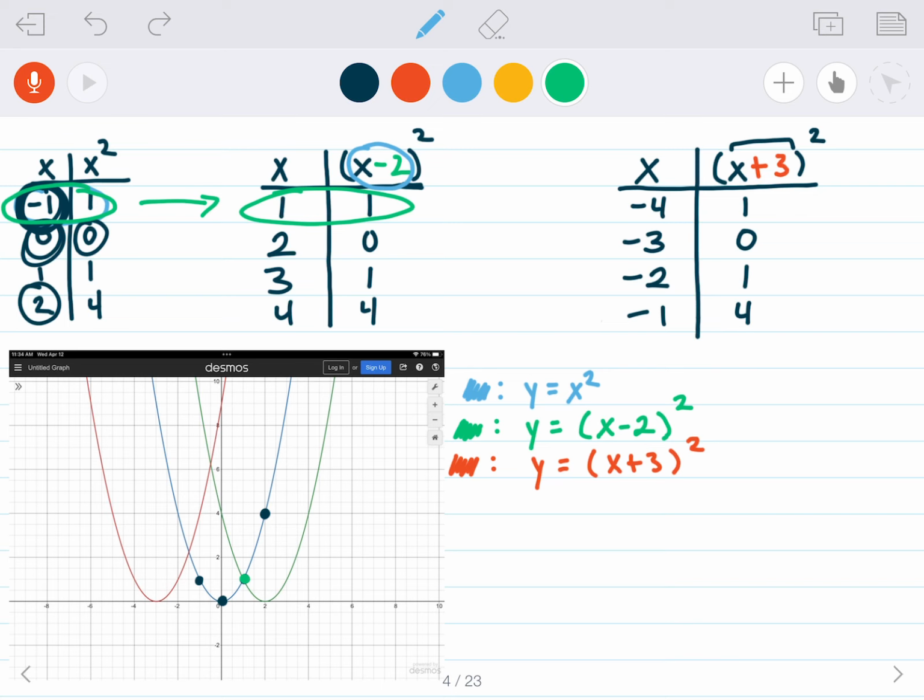And same thing for the other ones. So we have 2, 0. So 0, 0 became 2, 0. This point moved over 2 units to the right to become that point. 1, 1 became 3, 1.